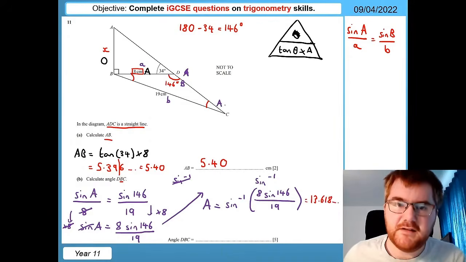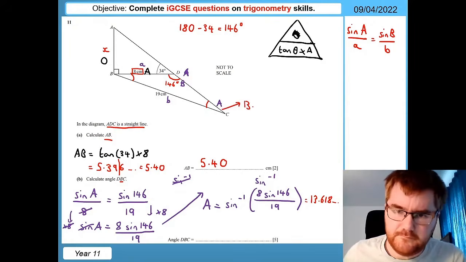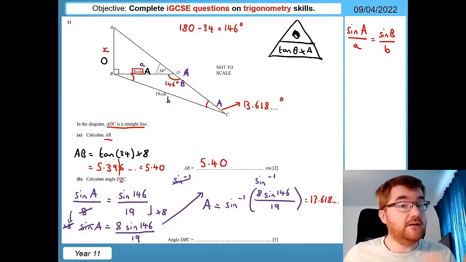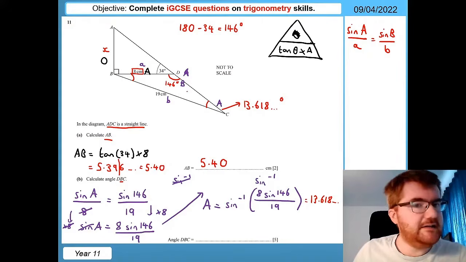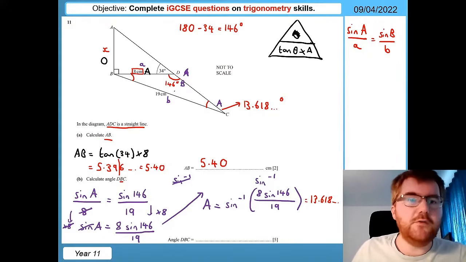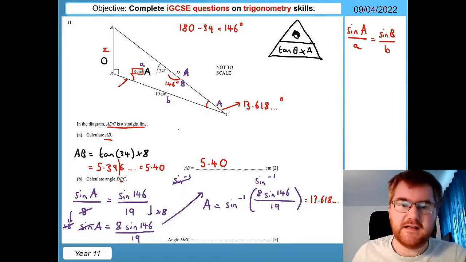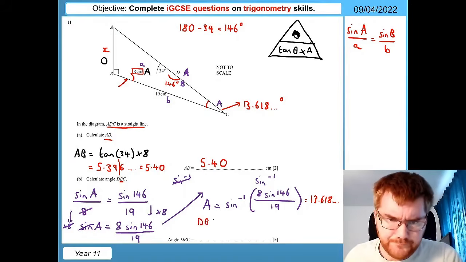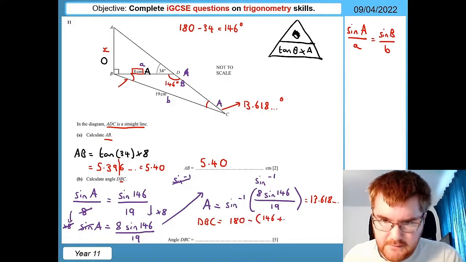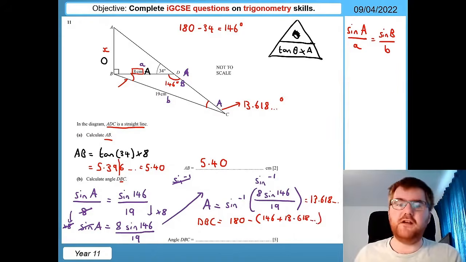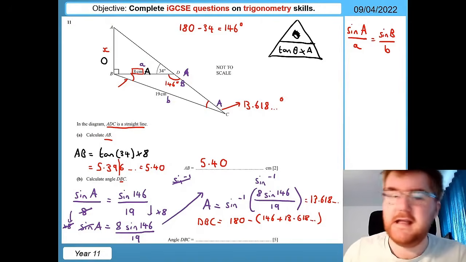13.618 dot dot dot. So that's the angle here. Now, of course, that is not the answer that we're looking for. We are looking for the angle DBC. But now we can use the idea that angles in a triangle add up to 180 degrees. So to work out this final angle, DBC, we just do 180 minus the two angles that we do know, so 146 plus 13.618 dot dot dot. Again, trying to avoid those rounding errors by keeping as many decimals in as possible.